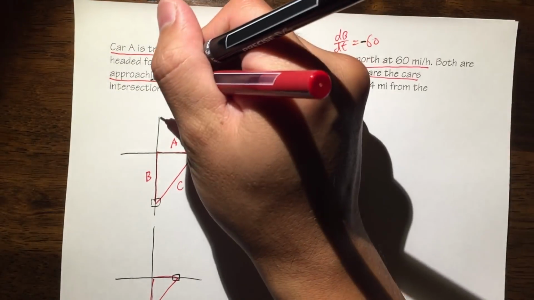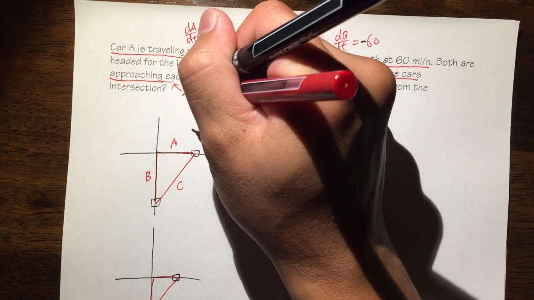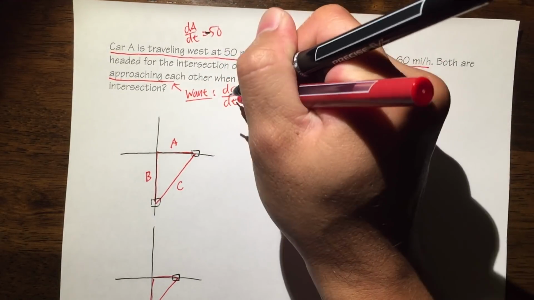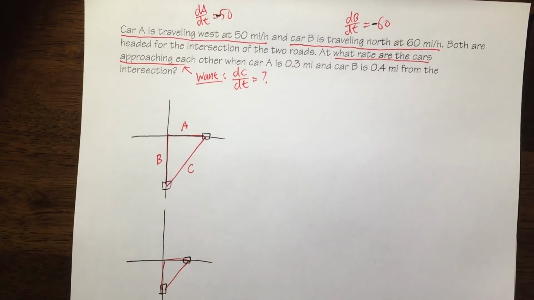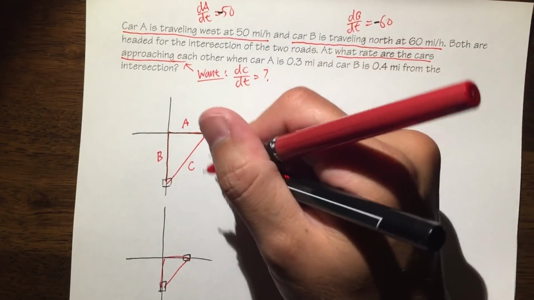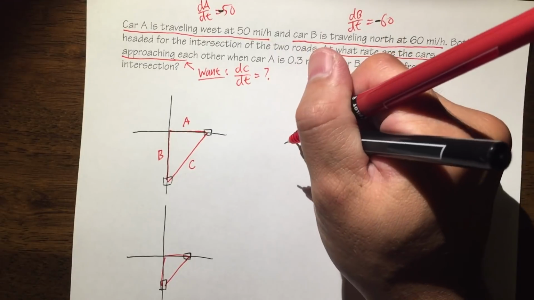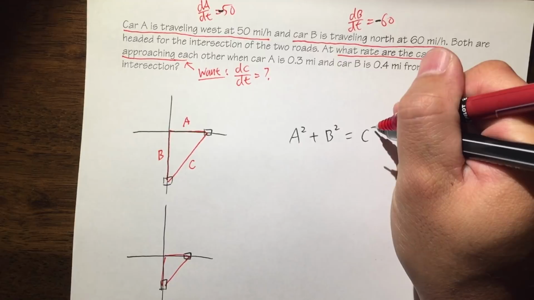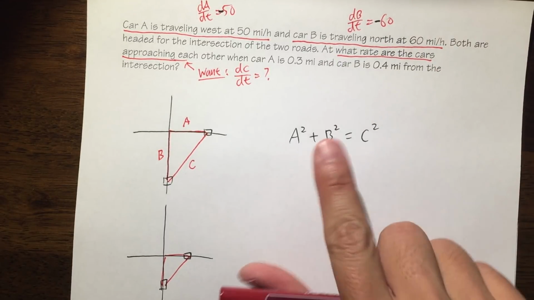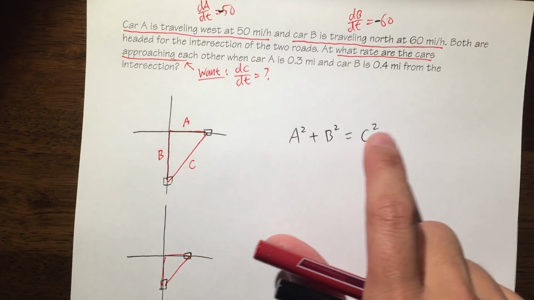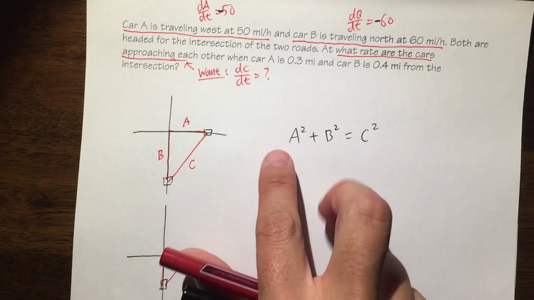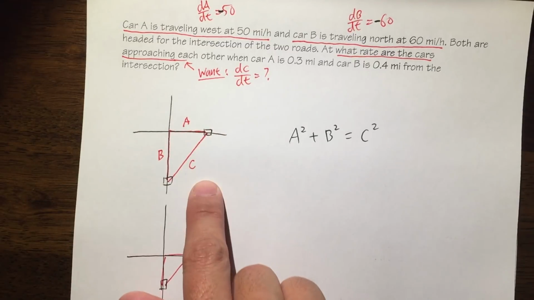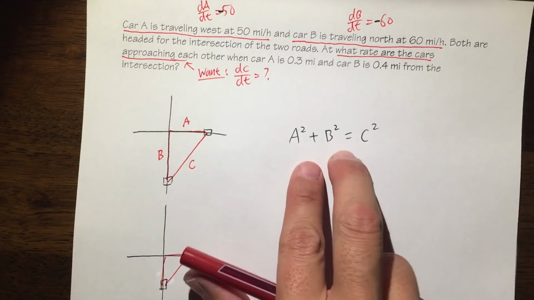And we would like to know at what rate the cars are approaching each other. So this tells us we want dC/dt, based on our labeling. Okay, so we can come back right here. We know here we have a right triangle, and of course the famous a squared plus b squared equals c squared. Notice I wrote down a, b, and c right here. This equation has three variables because once again, they are all changing. They are all functions of time. I cannot plug in any numbers right here.